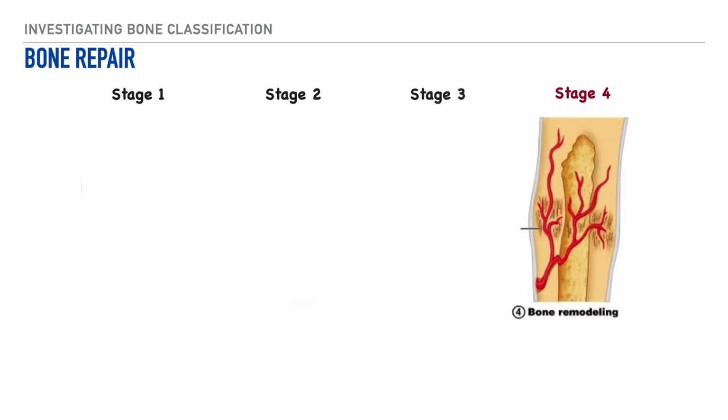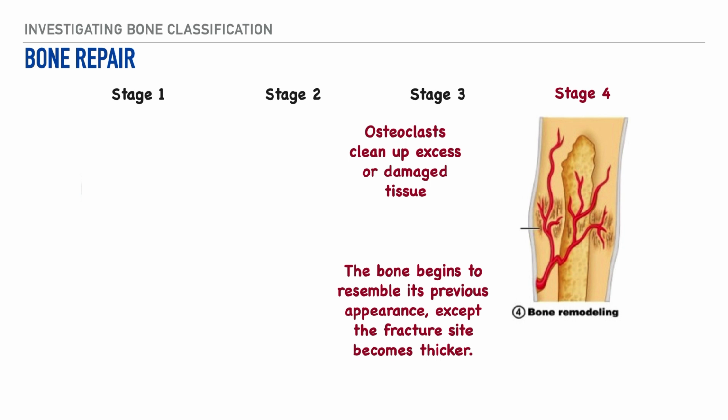And finally, in our 4th stage, which we refer to as the bone remodeling stage, osteoclasts come into the area and clean up any excess or damaged tissue. Now, the bone is beginning to better resemble its previous appearance before injury. And the benefit of this process is that this bone, as it relates to where the fracture was, will become stronger than it was prior to the injury.